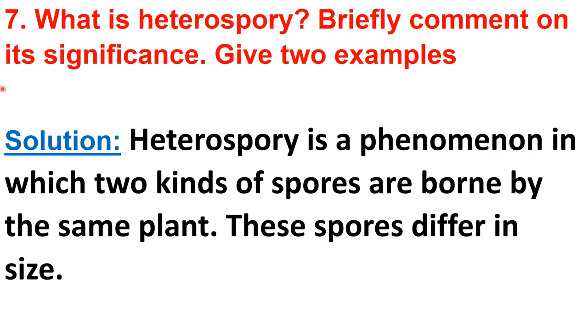After that, NCERT question number 7, what is heterospory, and briefly comment on its significance. Give 2 examples also. So the answer is, heterospory: hetero means different, spory means spores. Okay, so it is a phenomenon in which 2 kinds of spores are borne by the same plant. Okay, these spores differ in size. So heterospores means different spores, which differ in size.